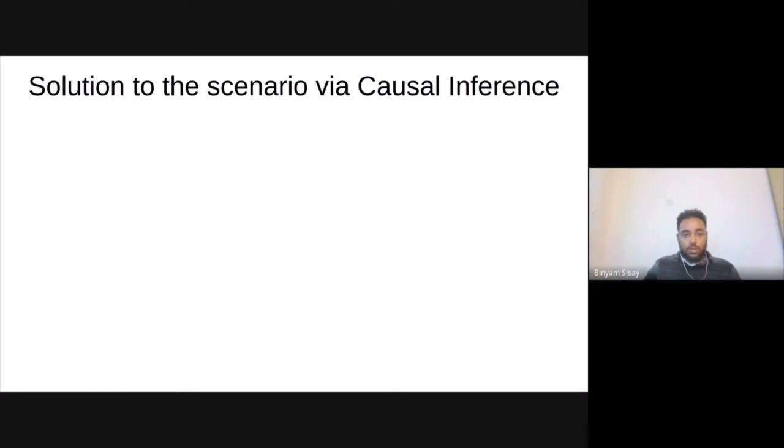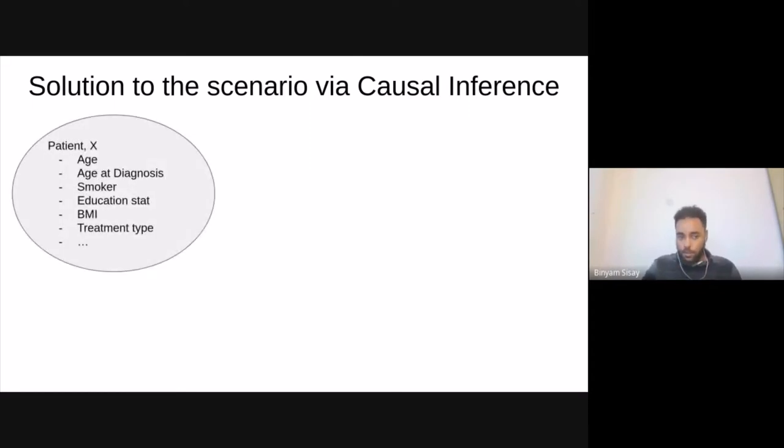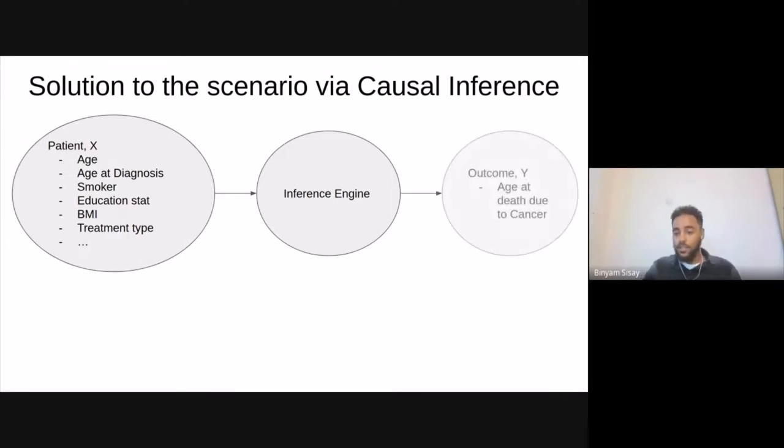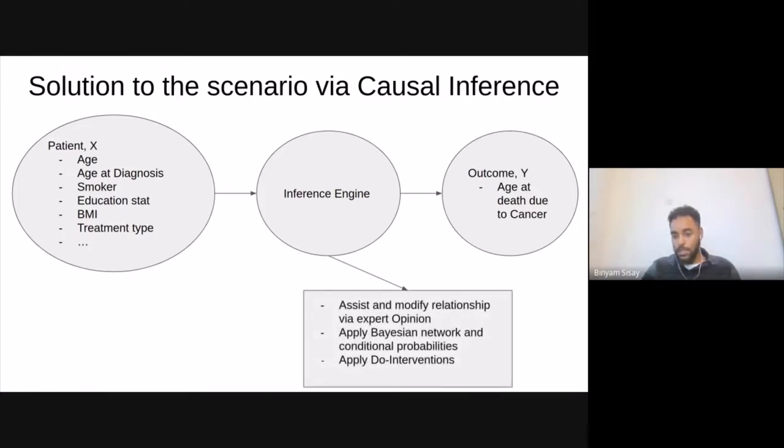Now, the solution to the scenario that I told you earlier is that we will have the same cross-sectional data and provide it to an inference engine. I'll show you the process via the notebook that I'll be presenting later. This inference engine would come up with the age at death due to the cancer. The different thing that we can do here is that we can assist and modify the relationships and structures via expert opinions, or anything that we want.